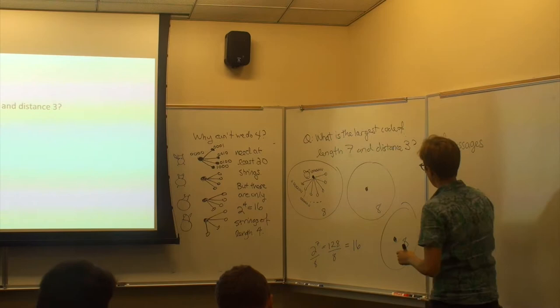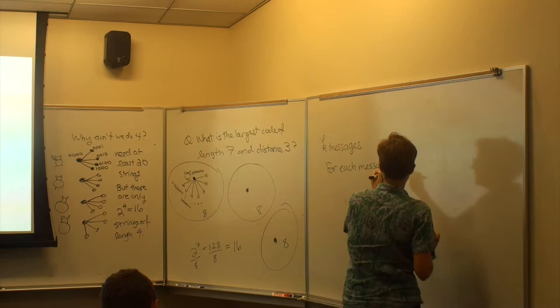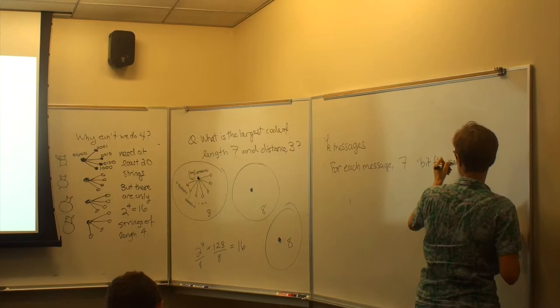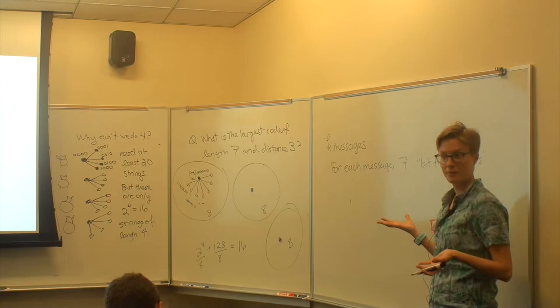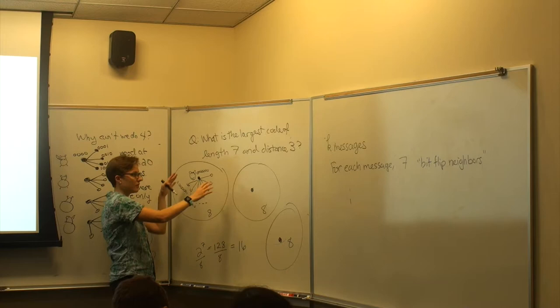K messages, panda 1, panda 2, up through panda k. And for each message, there are seven bit flip neighbors, things I can get to with a single bit flip. That means I have a counting total of number of messages times eight possible code words, because all of the bit flip neighbor regions have to be disjoint, or else Bob is going to get confused.